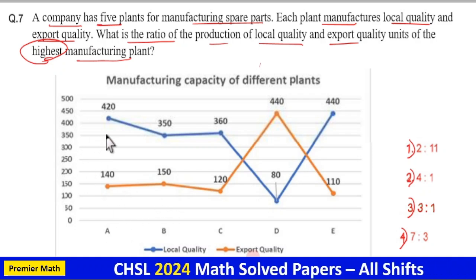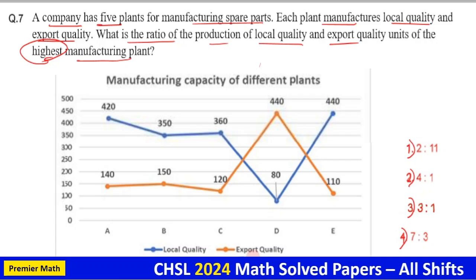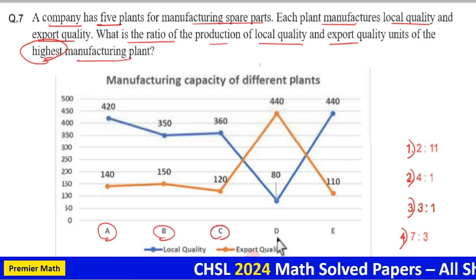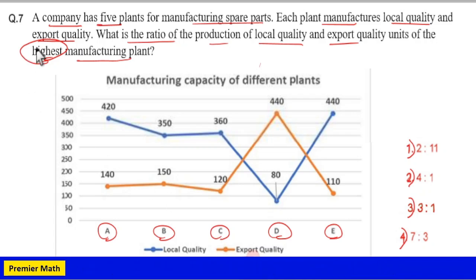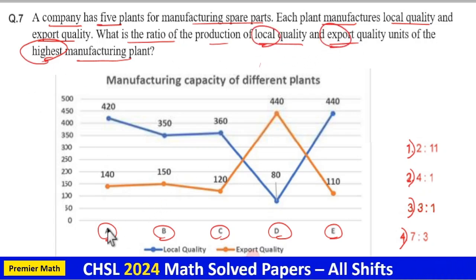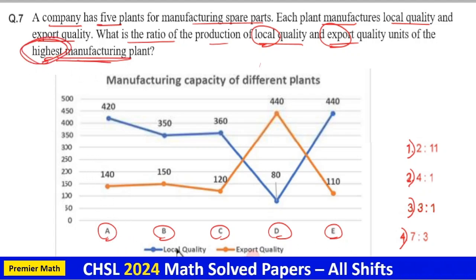Here, this blue line shows the local quality and this orange line shows the export quality. And here you have 5 companies A, B, C, D and E. We need to find the ratio of local quality and export quality in the highest manufacturing plant. Highest manufacturing plant, that is, take the highest production from these 5 companies.